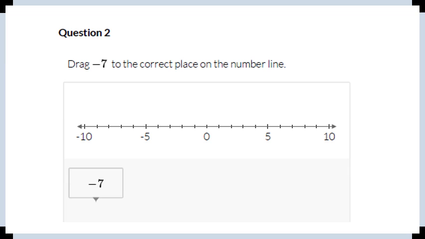Okay, -7, so I'm going to do the same thing. -1, -2, -3, -4, -5, -6, -7. And you get really quick at this once you get started.